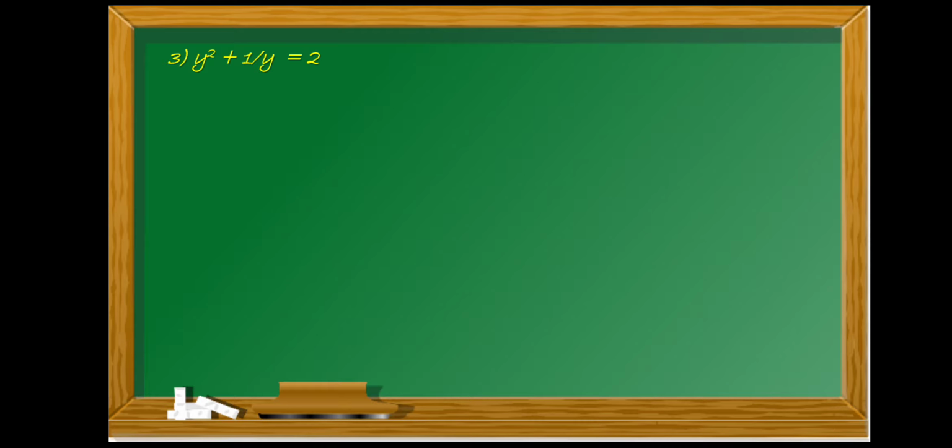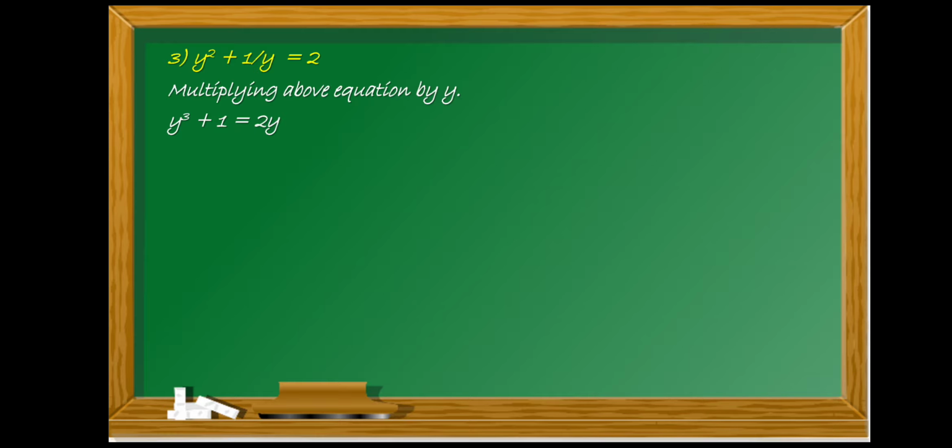Question number 3. y square plus 1 upon y equal to 2 is given. You will see, according to the standard form, there is no term in the denominator. So we have to eliminate the term from the denominator. So we'll multiply the above equation by y. When you multiply the above equation by y, you have to multiply each term given in the equation. You will see there are 3 terms. When you multiply the first term, y square multiplied by y will become y cube, plus 1 upon y multiplied by y will get cancelled, 1 will be there, equal to 2y. So y cube plus 1 equal to 2y.